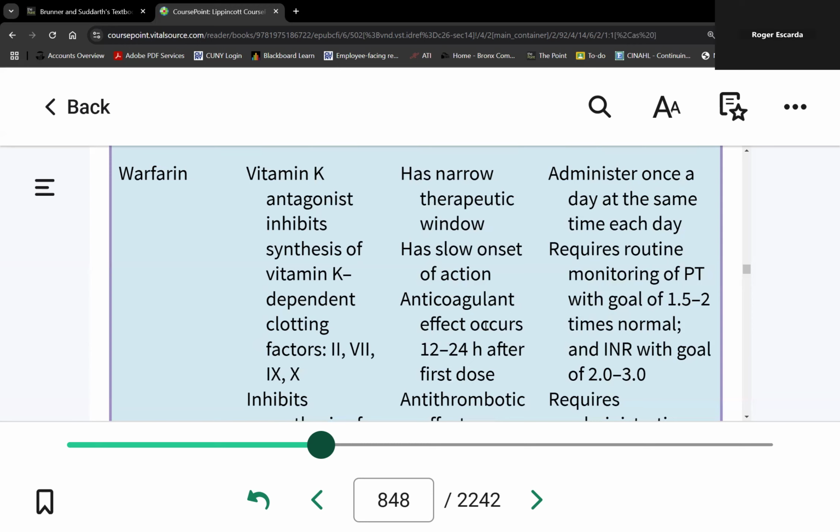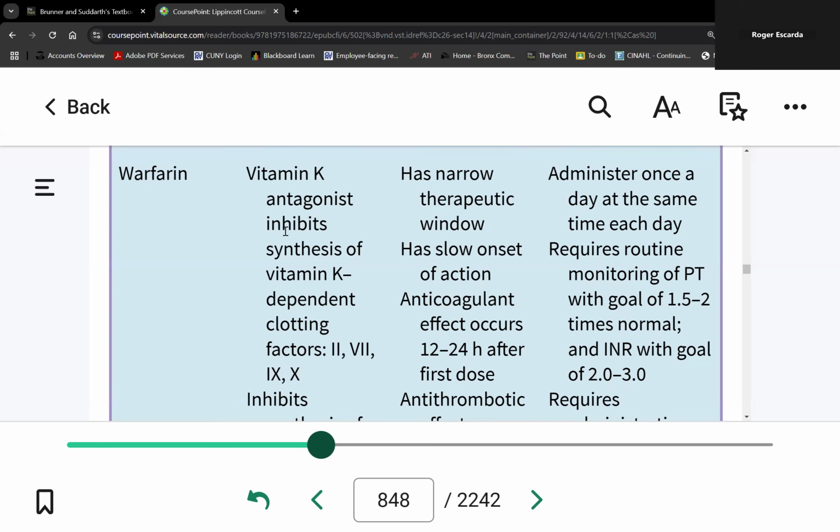Meaning it will only affect from today; I cannot produce factor 2, factor 7, factor 9, and factor 10. However, were these clotting factors already in the bloodstream from a few minutes ago or a few seconds ago? Yes, they're already circulating in the bloodstream. So, will you see the effect of warfarin right away? It will take days. So we have to wait until all those 4 factors already in the plasma leave the body before you can see warfarin's effects.